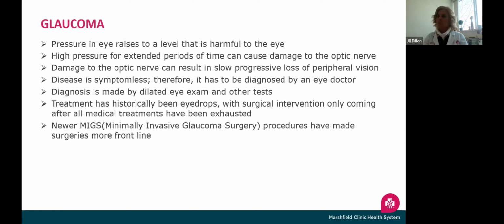But in some people, either their eye is producing too much fluid or their eye is not draining the fluid fast enough. That's what causes the pressure to rise inside of the eye. And again, that's what causes the damage to the optic nerve.